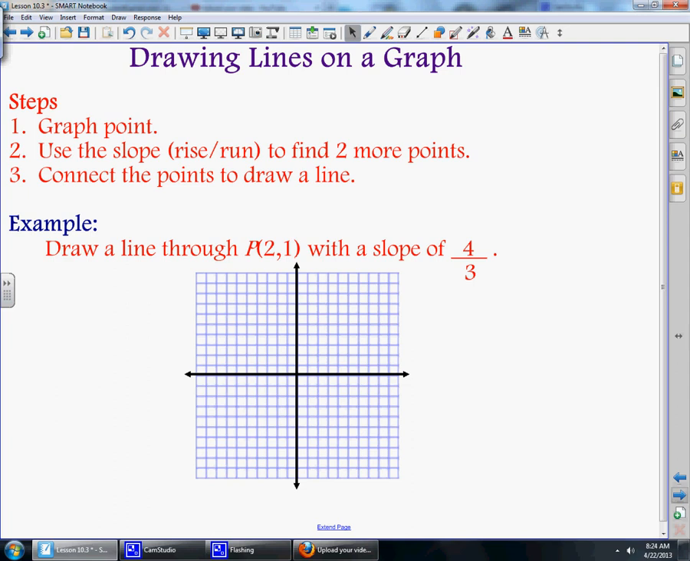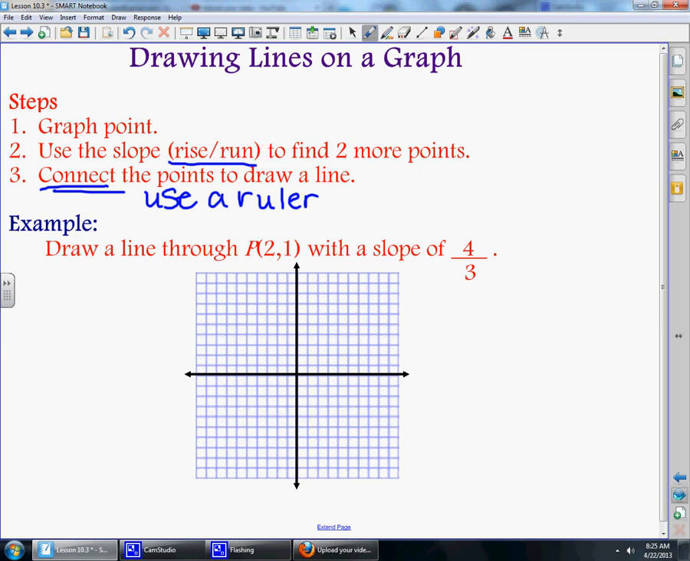Okay, the final examples that we're going to go over are drawing lines on a graph when you're given a point and the slope. So the steps that you need to follow are right here. Number 1, you need to graph the point. Number 2, you need to use the slope, which is rise over run, to find 2 more points. And then you're going to connect the points together to draw a line. And you should always use a ruler.